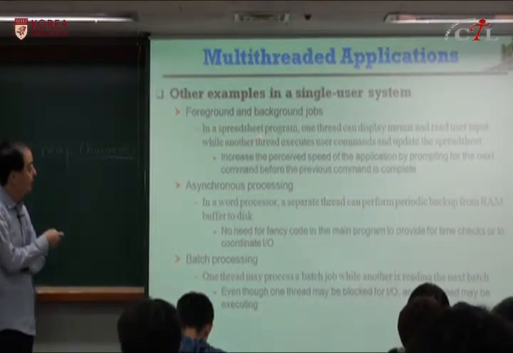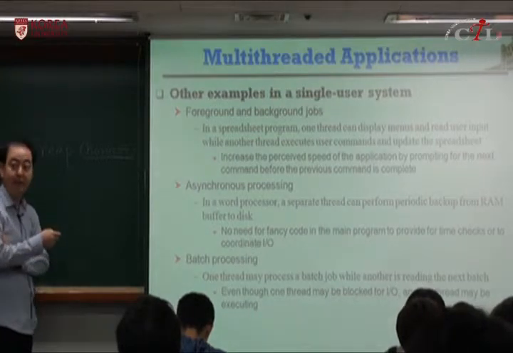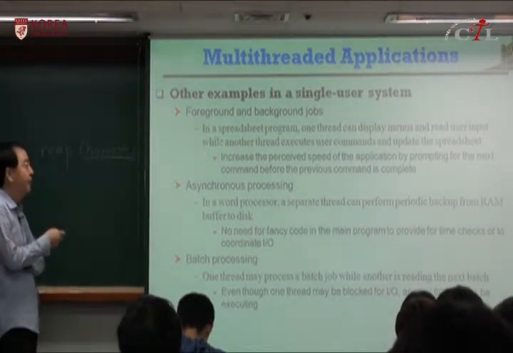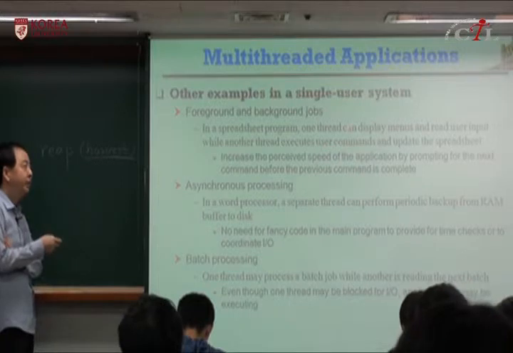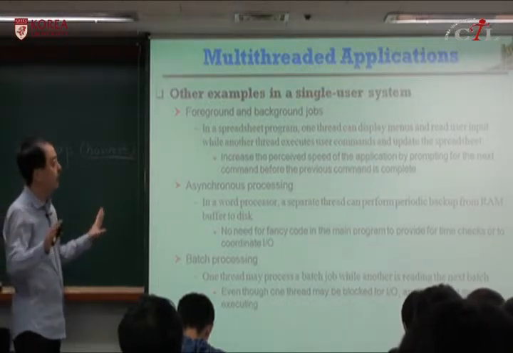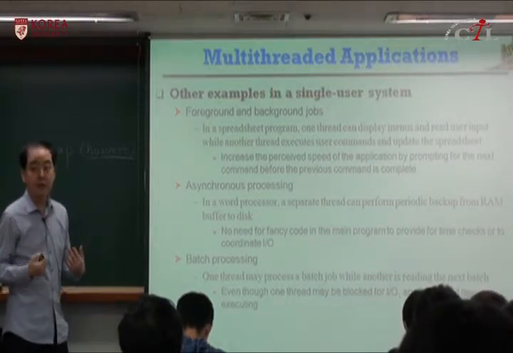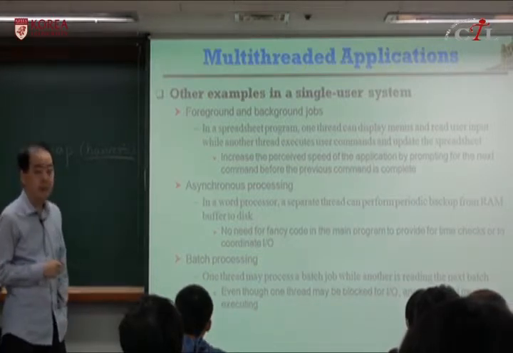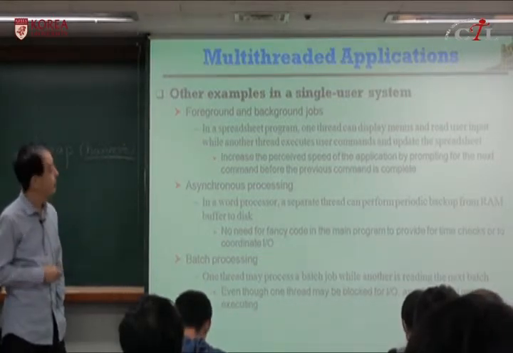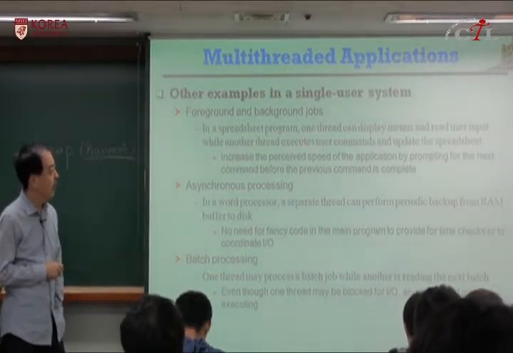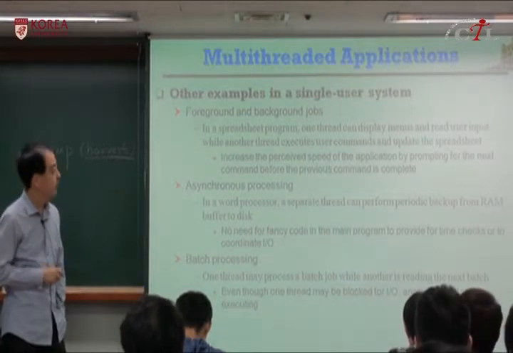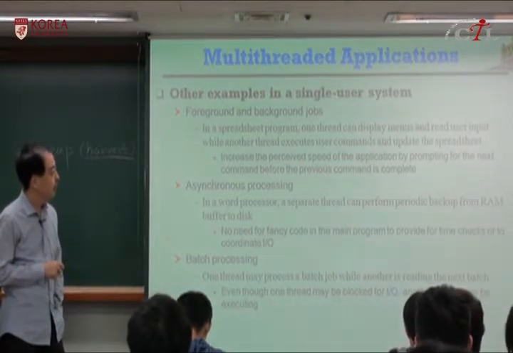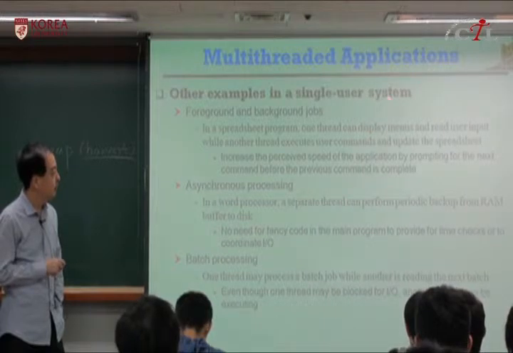Let's think about spreadsheets like Excel programs. So you can create two threads. One thread can do I/O. They display menus, and they can read user input, and they can send a prompt message. Another thread can execute user command. So you can create a thread for these two different tasks.